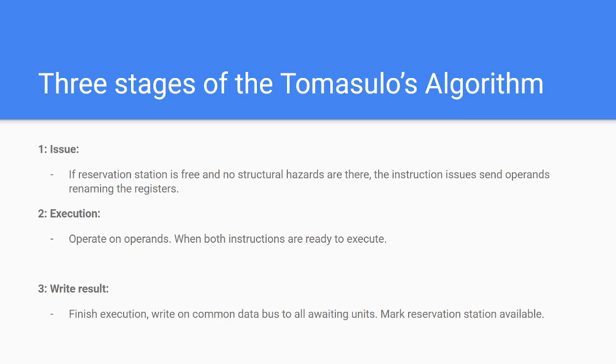The third stage is write result. In write result, the execution is finished. Write back happens on the common data bus to all awaiting units. Mark the reservation station available. These are the 3 stages we saw in our homework.